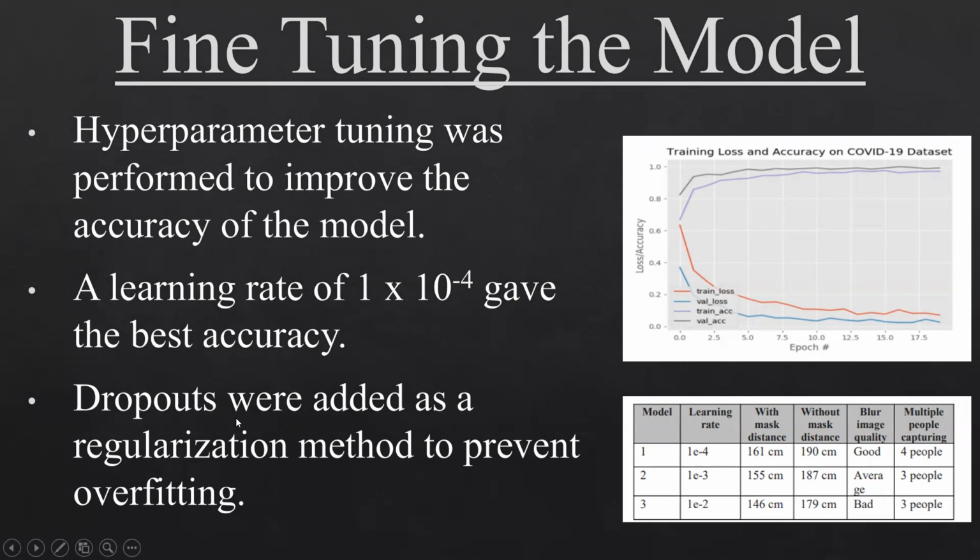And they've added dropouts, which are a regularization method to prevent overfitting. So basically, overfitting is when your model does extremely well on the training set but very badly on the test set. So to prevent that, they've used dropouts. In dropouts, a random percentage of the neurons of the neural network are turned off, and the remaining neurons are used to make the predictions or draw the bounding boxes.